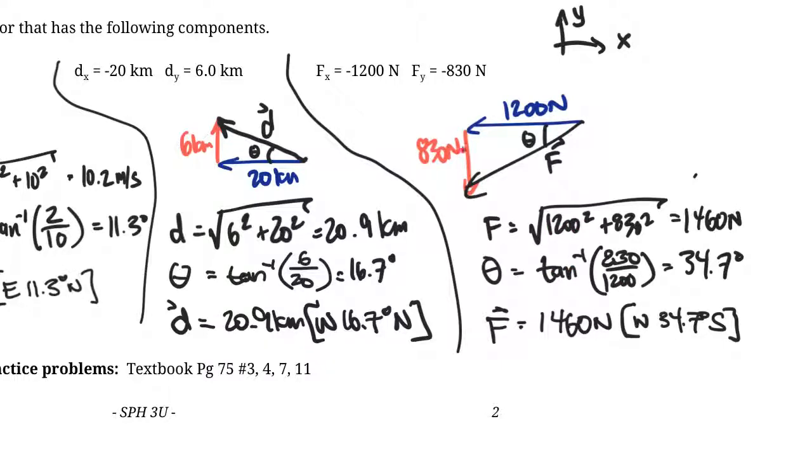So think of it just as a triangle, right? And you don't want to have negative lengths on your triangle. You just want to know the length of it. So as long as you draw the arrow going in the right direction, you can then figure out the theta, and then once you have theta, the measure of it, you can figure out the direction. So in this case, it's west 34.7 degrees south, which is the answer.